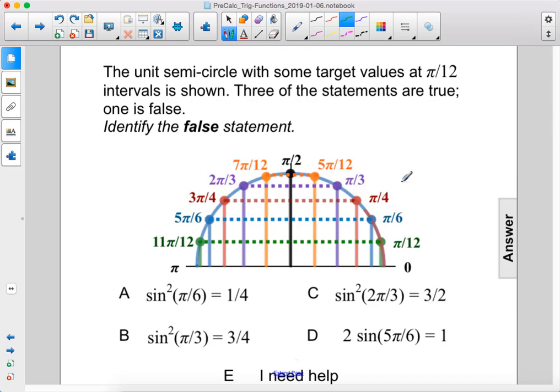The unit semicircle with some target values at pi over 12 intervals is shown. 3 of the statements are true, 1 is false. Identify the false statement. Alright, so we have sine of pi over 6 squared equals 1/4.